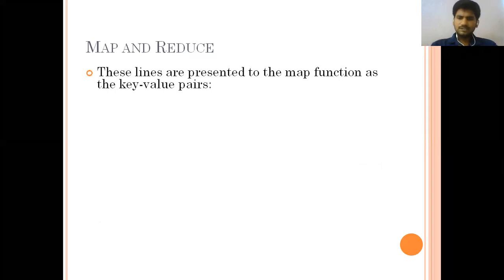See, these lines are presented to the map function as key value pairs. So what is a key value pair? That is what we discussed about the map, how the map class is going to consider the values. The map class contains map of k comma v, key and value. Along with the key and value, we can say these are the key value pairs.